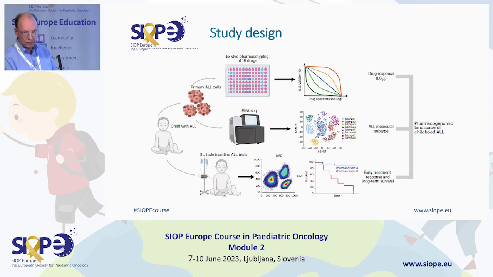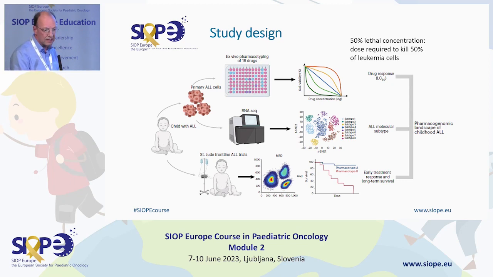They included 805 children in their studies, newly diagnosed with ALL, and they produced cell lines of these primary ALL cells. They looked at 18 drugs, the sensitivity to these 18 drugs ex vivo, expressed as a lethal concentration, LC50. It's the dose required to kill 50% of leukemia cells, and of course that goes from 0 to 1 if you normalize it, so that's the outcome measure.